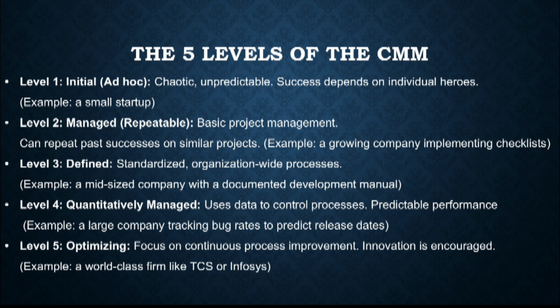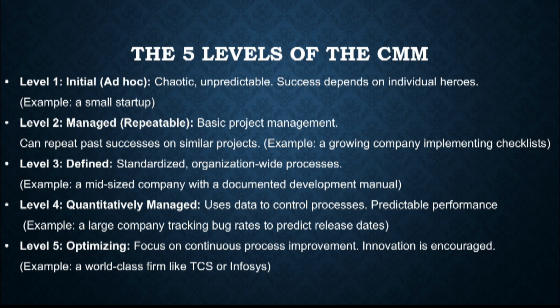Level 4, Quantitatively Managed. At this level, the organization becomes data-driven. They collect detailed metrics on their software process and product quality. They use this data to quantitatively understand and control their projects. They can predict with a high degree of certainty what a project's quality and schedule will be. This is like a professional sports team using statistics and analytics to make strategic decisions.